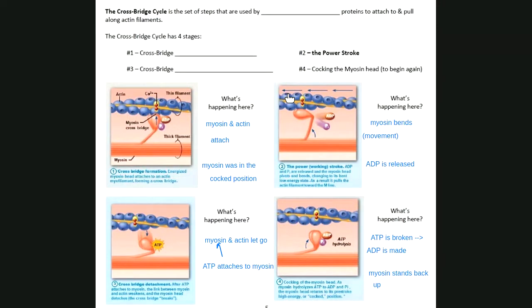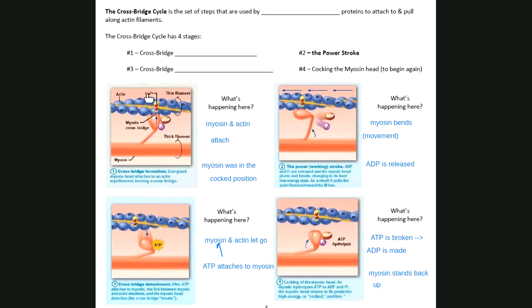ATP, it's the crossbridge. Yeah, the detachment stage, right? Yes. This one down here. ATP attaches to myosin. That happens in crossbridge detachment. That's going to make myosin and actin split from each other when ATP attaches.